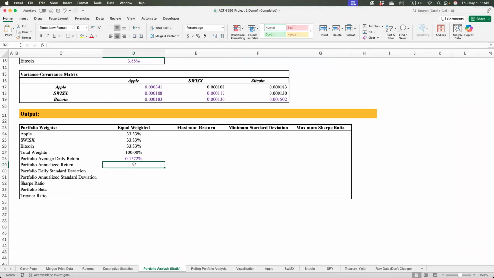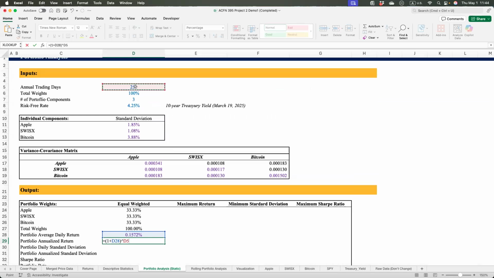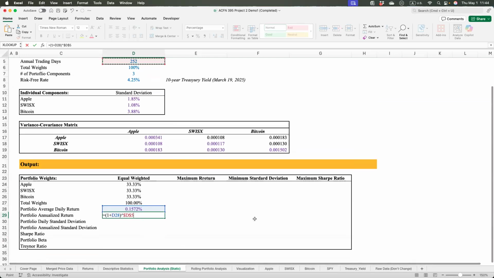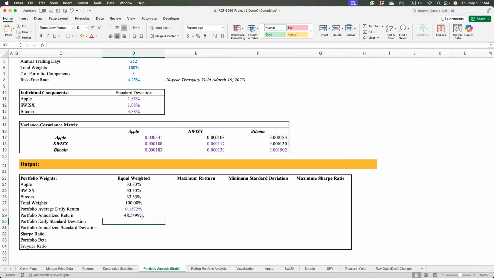And then the next one, we're going to annualize this. Basically, you use 1 plus your daily return to the power of the number of trading days. I'm going to lock this trading days because I'm going to use the same one for the next three columns there. And then minus 1. I got my annualized return for the equal weighted portfolio.